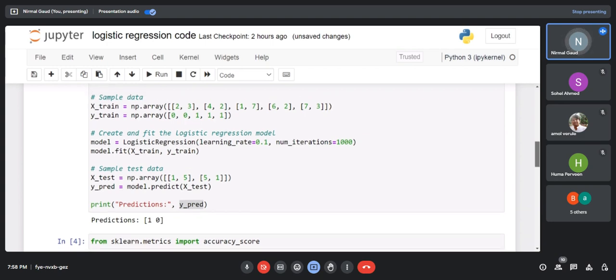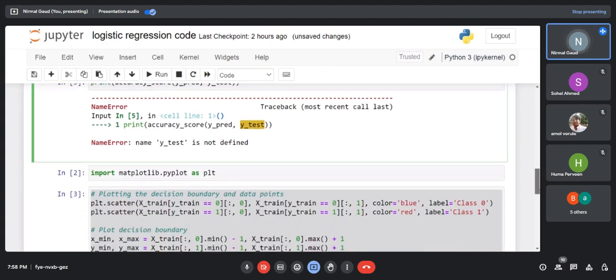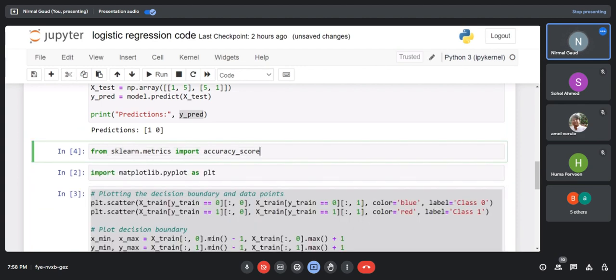Y test is not defined here in this particular data. We are having x train, y train, then we are having x test. We don't have any y test. Anyways, this is the way to calculate the accuracy score. If you have the y test, we can check it against the predictions, and it will let you know the accuracy. That was a question asked, so I put in the code.